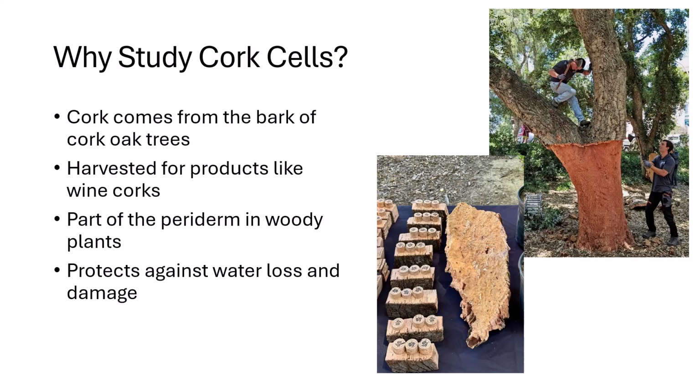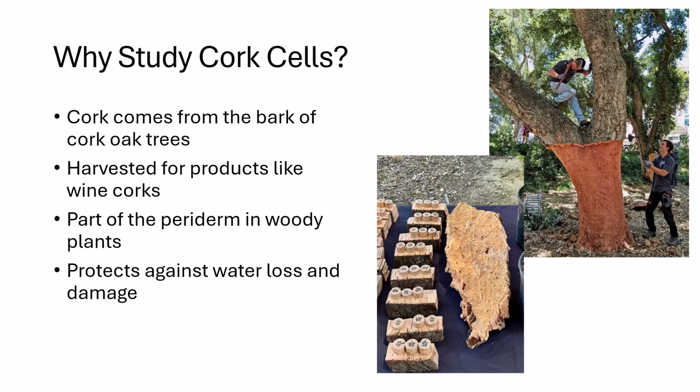In woody plants, cork is part of the periderm, the tissue that replaces the epidermis as stems and trunks increase in diameter during secondary growth. These cork cells are dead at maturity and have thick walls impregnated with suberin, a waxy substance that makes them waterproof and resistant to decay. This structure makes cork an excellent natural protective barrier for the tree, preventing water loss, insulating against temperature changes, and blocking pathogens.